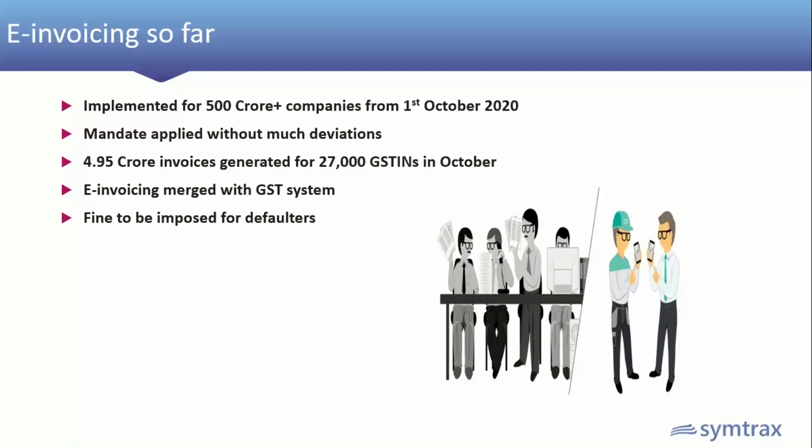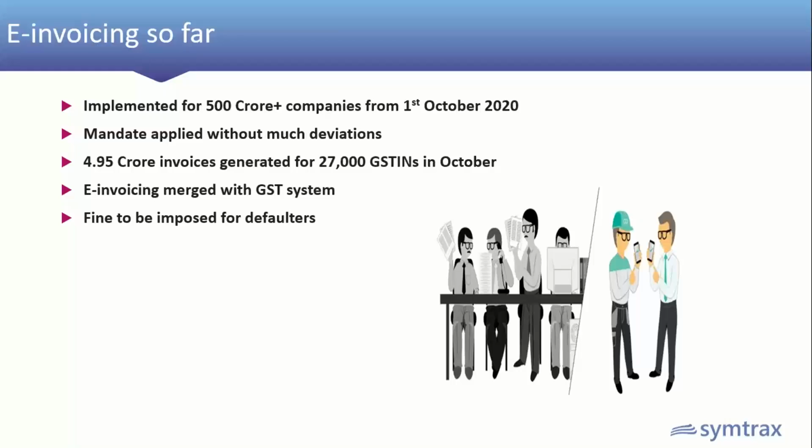Now, the government, based on their experiences and hiccups, has been continuously improving the system. So, moving ahead, these kinds of deviations are rare. So far, as per statistics, around 4.95 crore invoices have been generated through the portal from 27,000 GSTs in the month of October. Soon we should have the details for November as well.